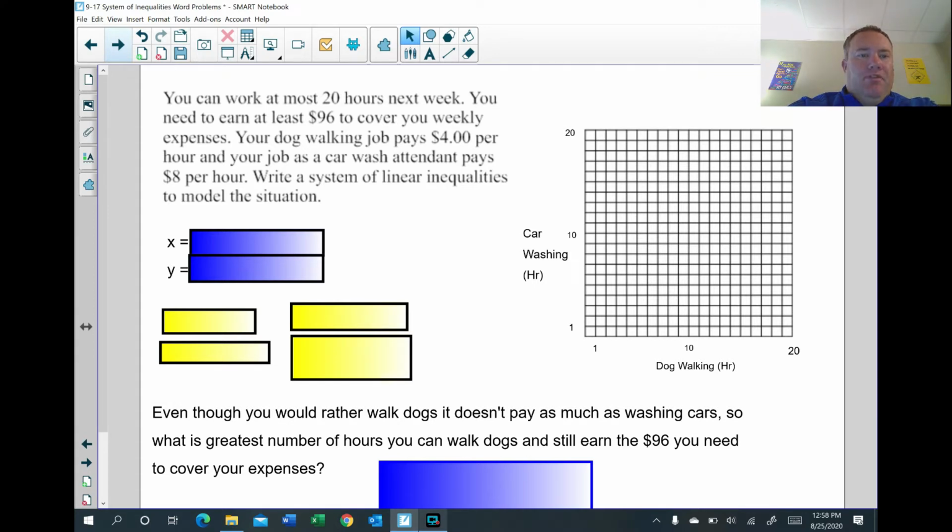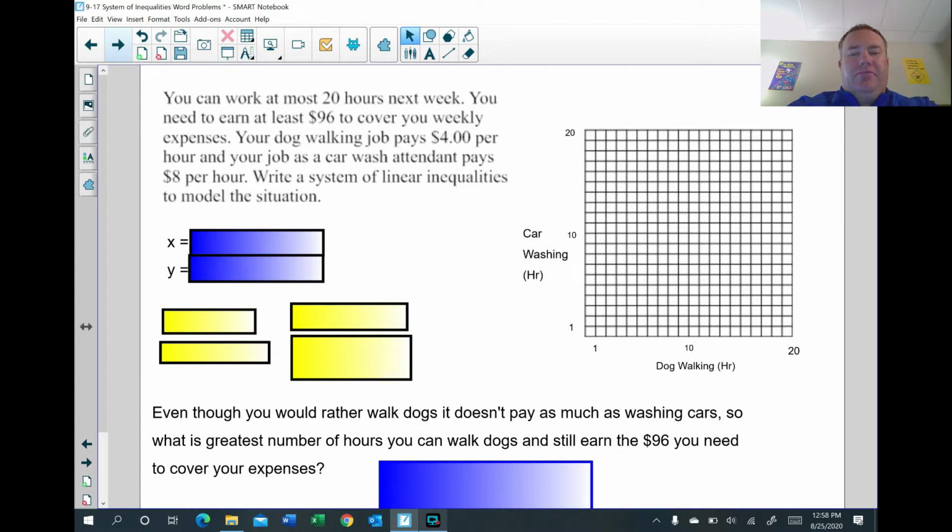All right. So you can work at most 20 hours each week. You need to earn at least $96 to cover your weekly expenses. Your dog walking job pays $4 per hour, and your job as a car wash attendant pays $8 per hour. Write a system of linear inequalities to model this situation.